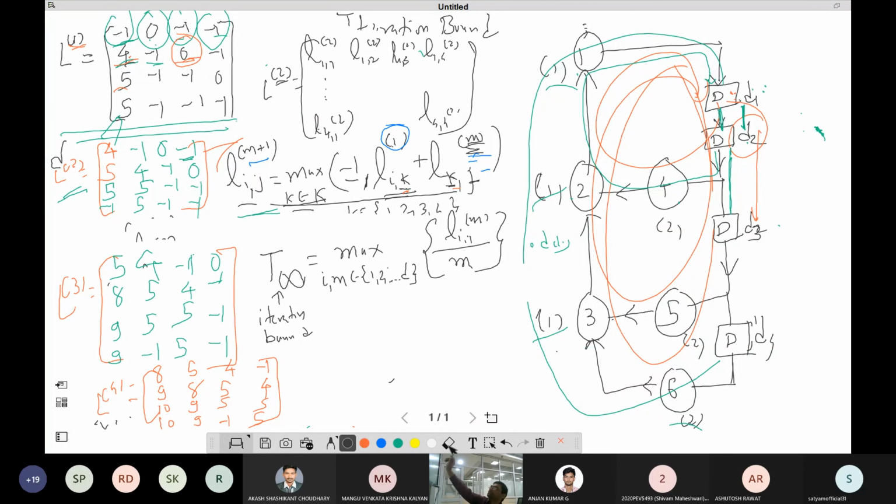So T infinity is the maximum of Lii(M) divided by M, where I belongs to 1, 2 up to D. Okay. So that suggests that the diagonal element I need to find out. So for all these M, see this is I and M that belongs to D. That means I need to take care for all M, and for all M I need to talk about the Lii element. So आपका L1 से स्टार्ट करना है डायगोनल एलिमेंट.